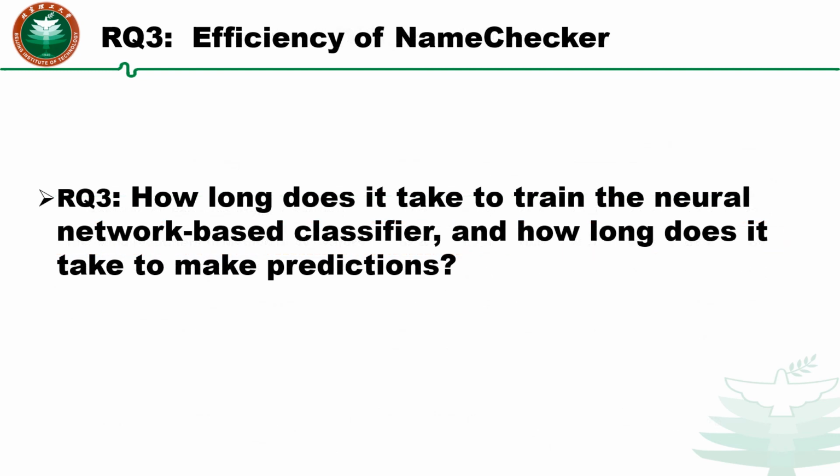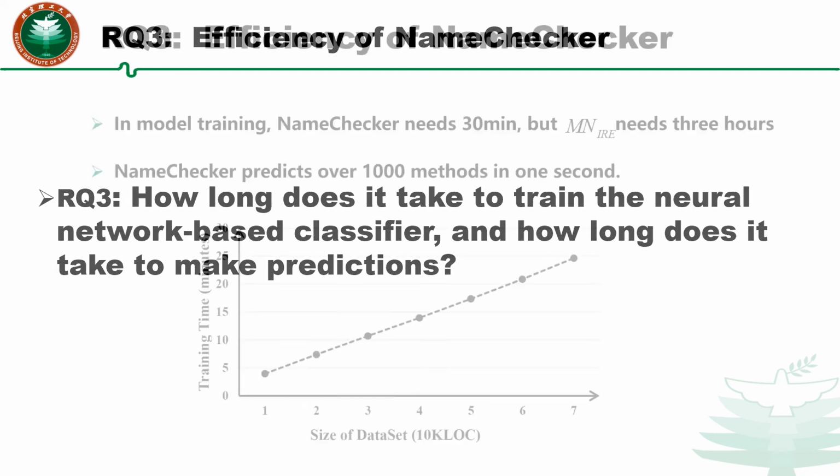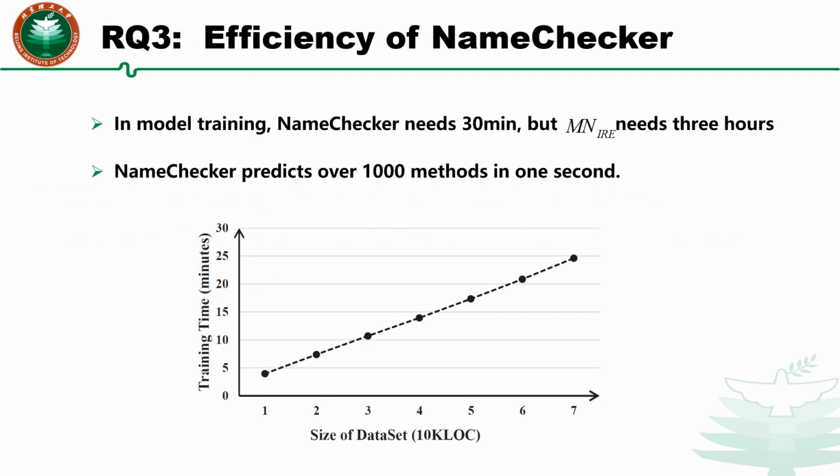The third research question: how long does it take to train the neural network-based classifier, and how long does it take to make predictions? And we can see that in model training, NameChecker needs 30 minutes, but MNIRE needs 3 hours. In model predicting, NameChecker predicts over 1,000 methods in 1 second.